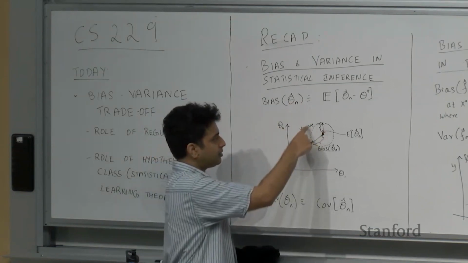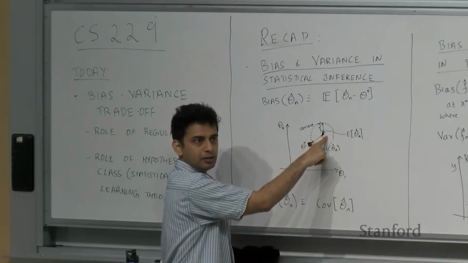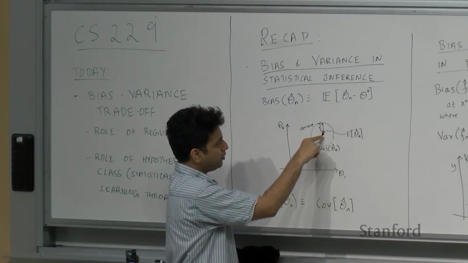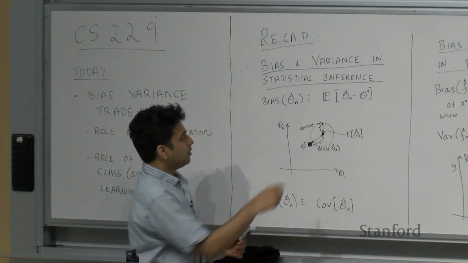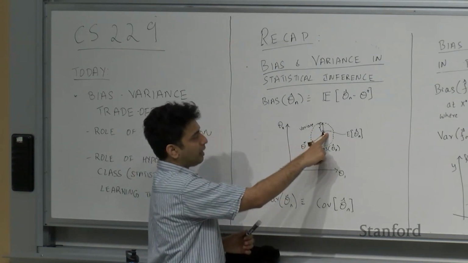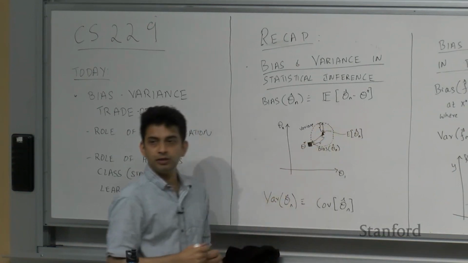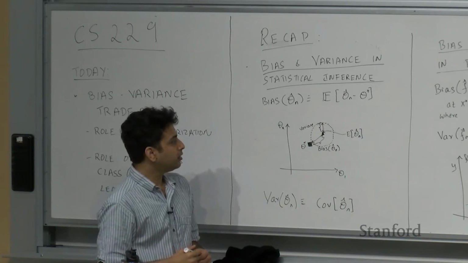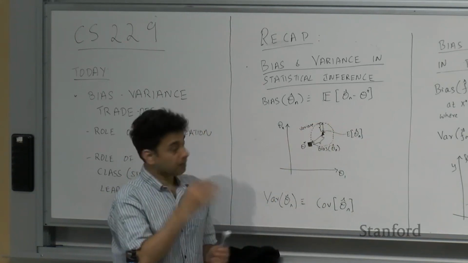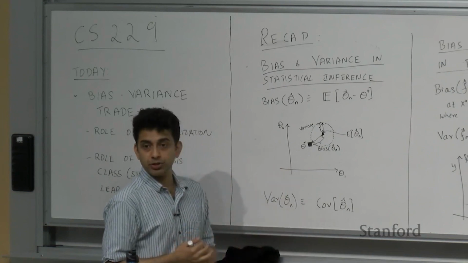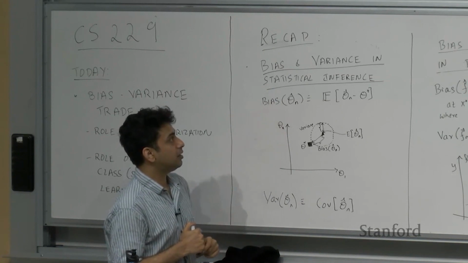The sampling distribution will be centered around some point, indicated here by a triangle. This is the mean of the sampling distribution, and this gap is called the bias of the estimator. The variance of the estimator is how wide the sampling distribution is, that is, the variance of the sampling distribution.